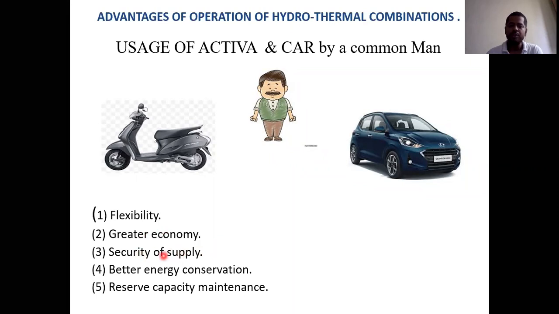And one more thing is security of the supply. When we have two vehicles, a two-wheeler and a four-wheeler, if one needs repair, then automatically you will take the other vehicle and complete your task. Similarly here also, when we have two sources, you can meet the security of the supply. Security of supply means continuity of the supply, or you can say reliability of the supply. Then automatically we can meet the reliability of the supply. And next, one more thing is better energy conservation.